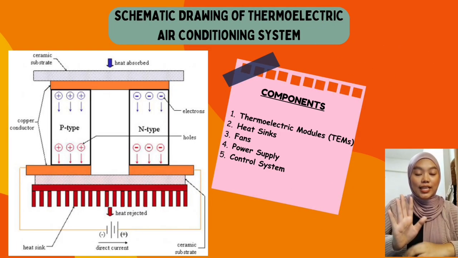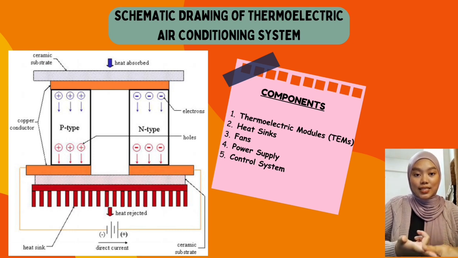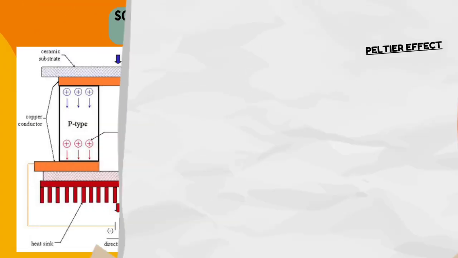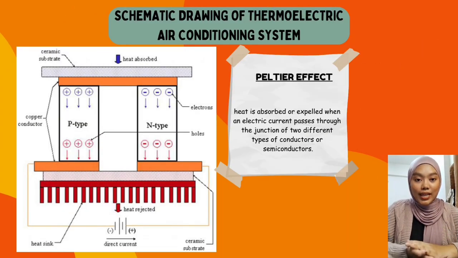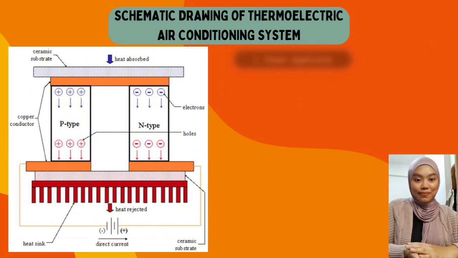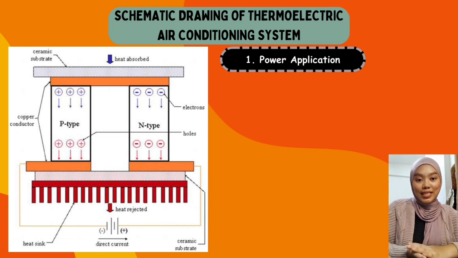There are 5 components in the thermoelectric air conditioning system, which are the thermoelectric module, heat sinks, fans, power supply, and lastly the control system. So for your information, the working cycle of the thermoelectric air conditioning system is based on the Peltier effect, where an electric current is used to transfer heat between two materials. So let's see the working cycle steps.